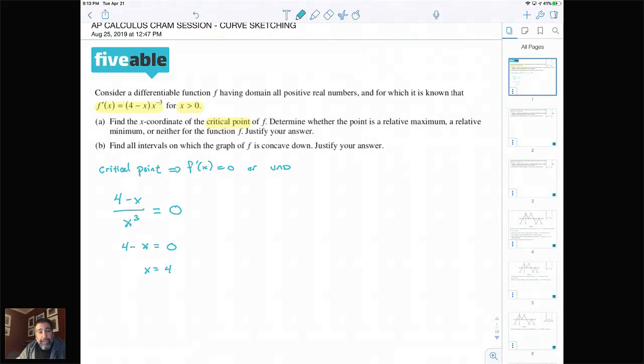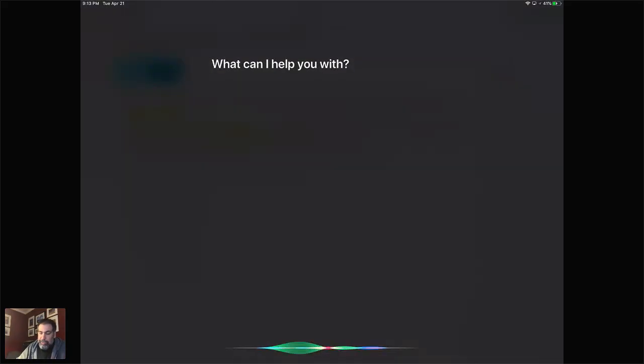Okay, so we do have a value of x that leads to a critical value. We should make sure that this value is defined for our function. But if you read, it says the domain is all positive real numbers where x is greater than 0. So we know this is in the domain. So we have a critical point at the x-coordinate x equals 4. Okay, so that's the first part of our answer. Where is there a critical point? What is the x-coordinate of it?